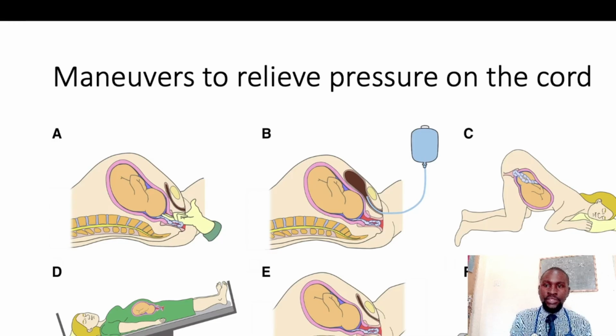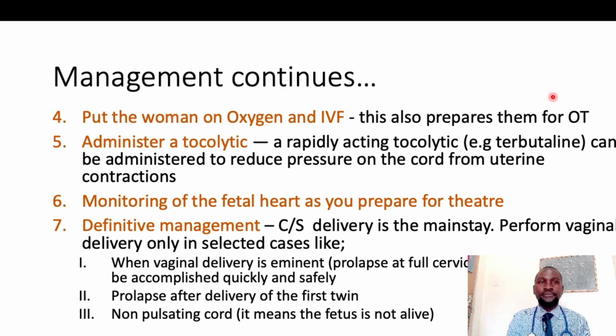And this is a Sims position. So even the Sims position can be used. It's a Sims position with a pillow. Okay, this also, look at the shape. It is helping you. Gravity is also going to help you push the presenting part away from the cord. This is going to leave room for the cord for blood supply to continue to the baby. All these maneuvers, this is not a definitive management. You are performing these maneuvers to relieve pressure on the cord to buy you time as you prepare for delivery. Note that.